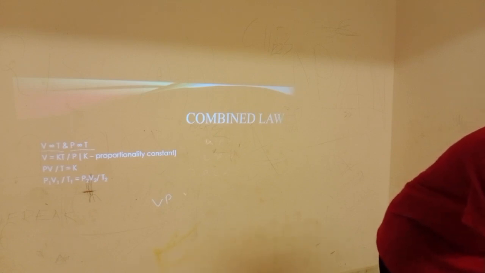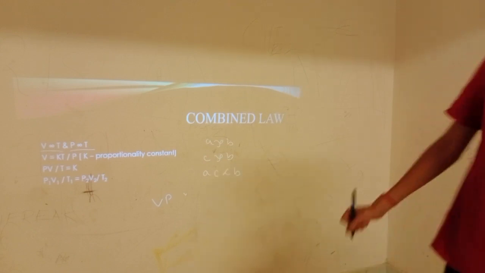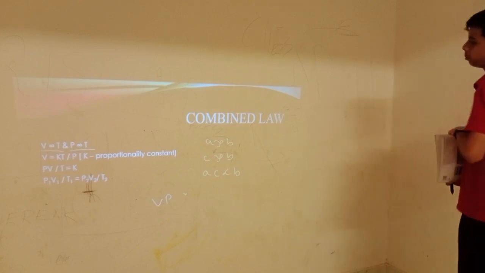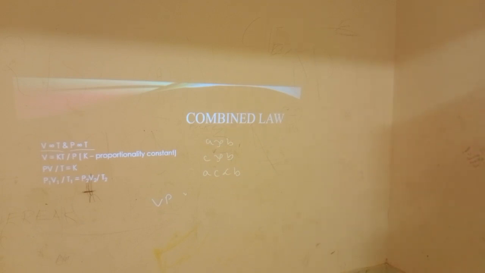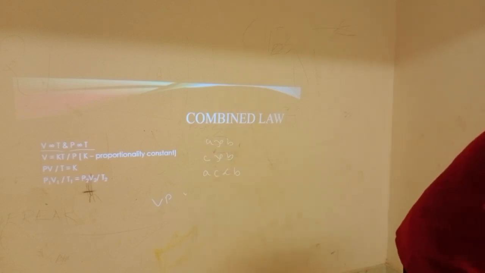So basically it's known that if A is directly proportional to B and C is directly proportional to B, then A into C is also directly proportional to B. So in this equation, when we consider V is directly proportional to T and P is directly proportional to T, we can derive V into P is directly proportional to T. Now from here we can get V into P is equal to KT.